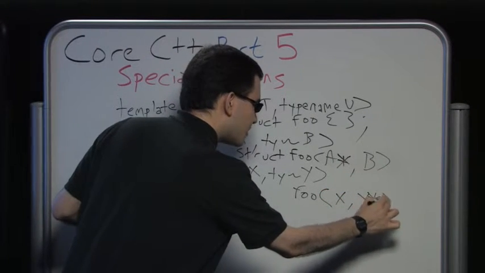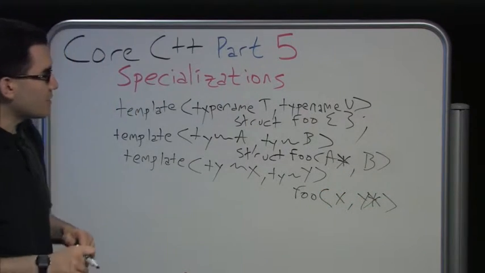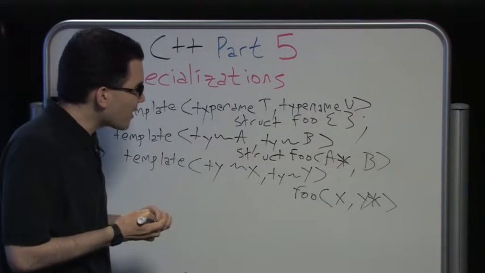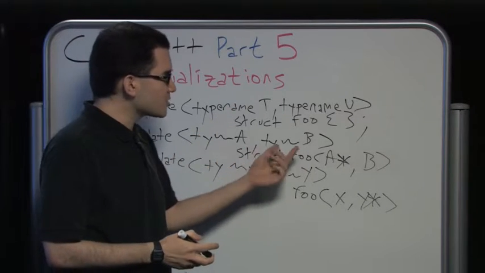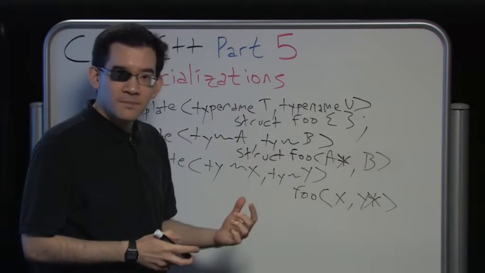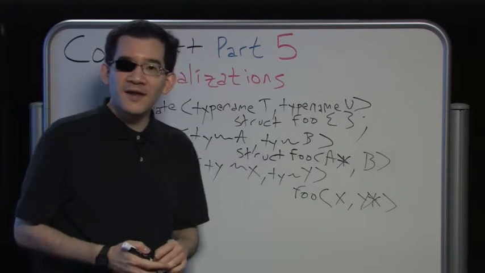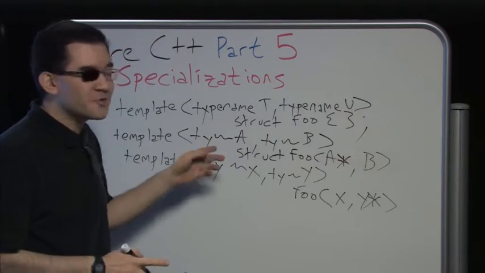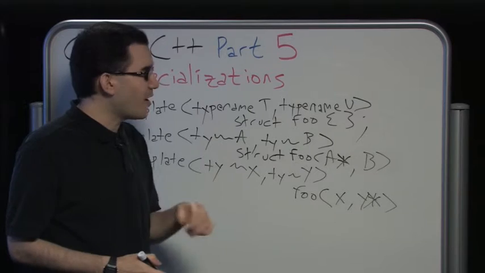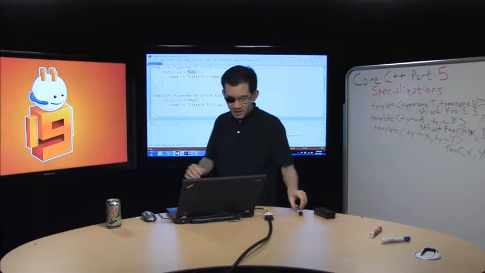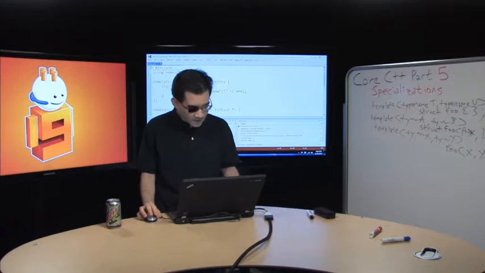So here I'm setting up an interesting scheme. What I'm saying is my primary template is for arbitrary T and arbitrary U. If the first parameter is a pointer, I want this partial specialization. If the second parameter is a pointer, I want this one. And this works just fine until both parameters are pointers, like Foo of int star, int star. In that case, you'll actually get a compiler error. I guess I can show you what that would look like.